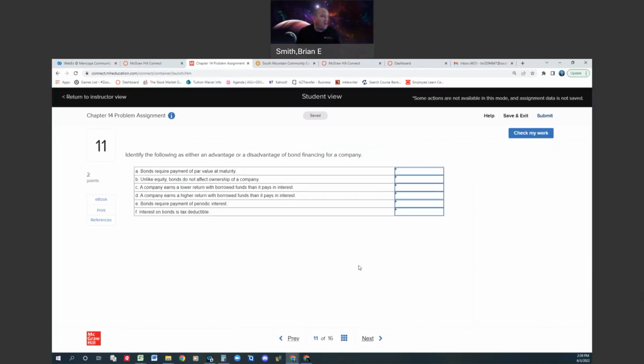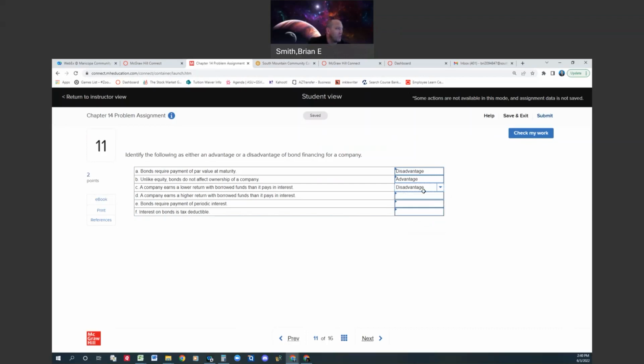Okay, let's look at identifying the following as either an advantage or disadvantage of bond financing for a company. Bonds require payment of par value at maturity. That's true. I guess that's a disadvantage. Unlike equity, bonds do not affect ownership of the company. True, so that's an advantage. Company earns a lower return with borrowed funds than it pays in interest, so that's a disadvantage.